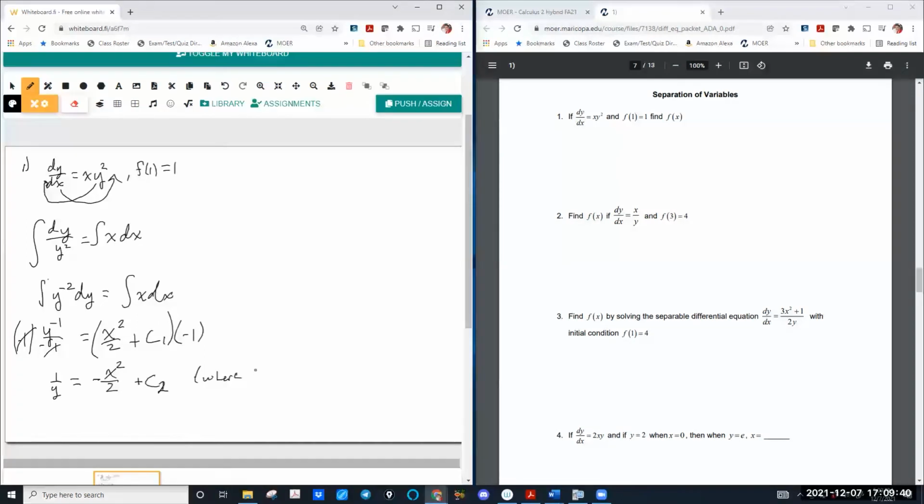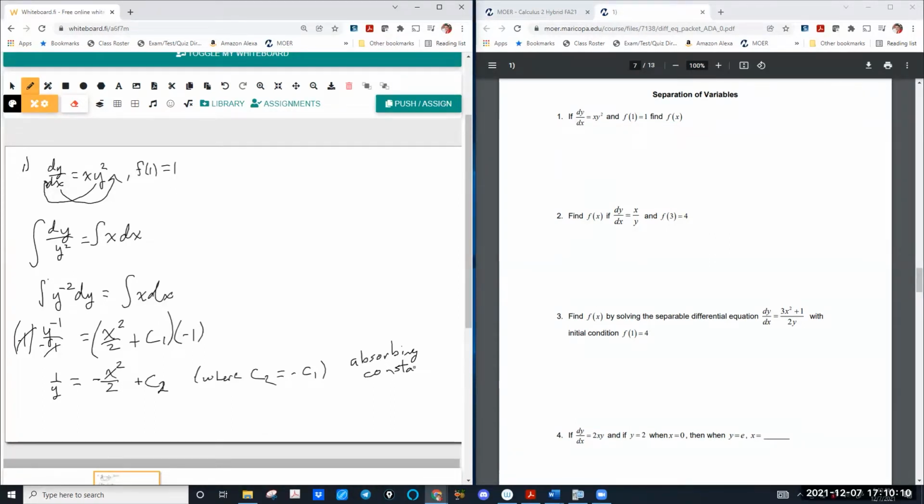And that's where C2 equals negative C1. That's called absorbing a constant, because I just want to keep it plus C at the end of the day. It's not going to matter once I plug in my initial condition. But I want to denote that I did change the constant because of distributing the negative. So this is what's called absorbing a constant.